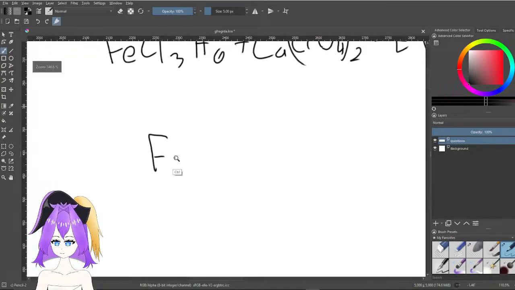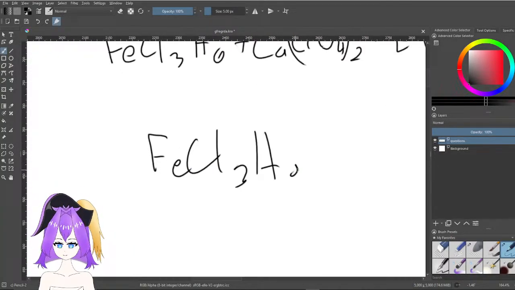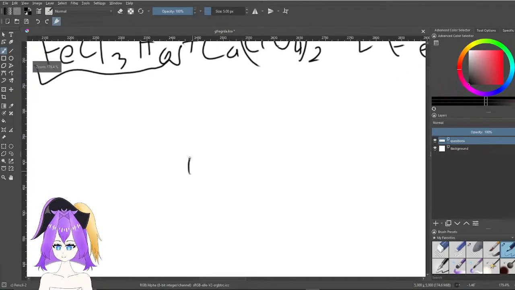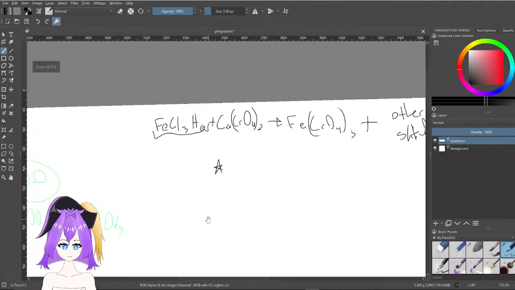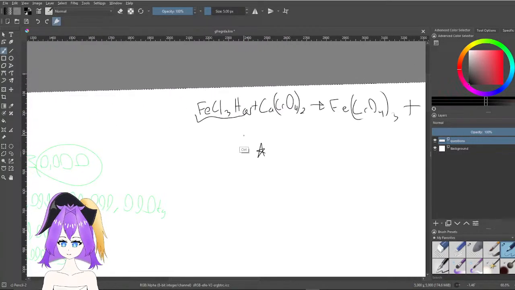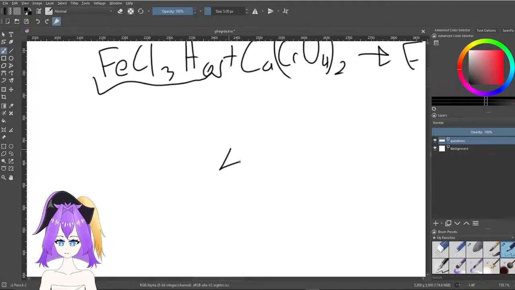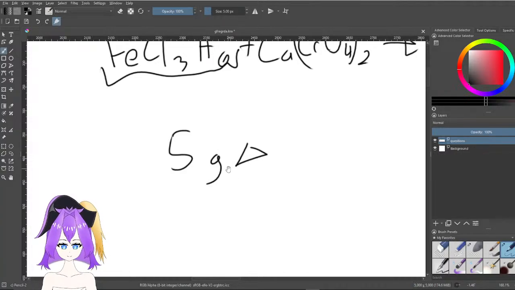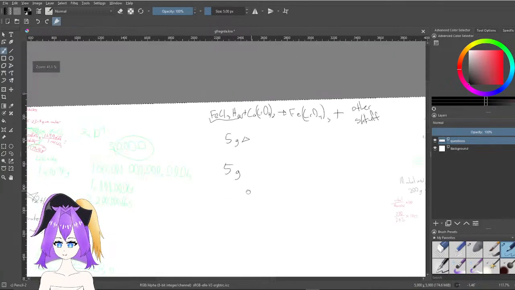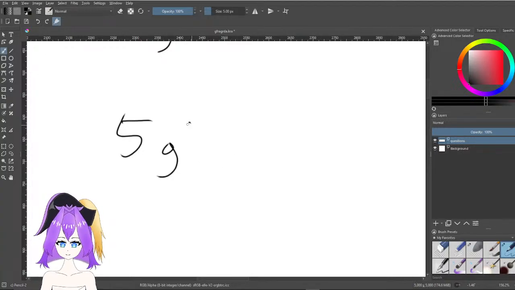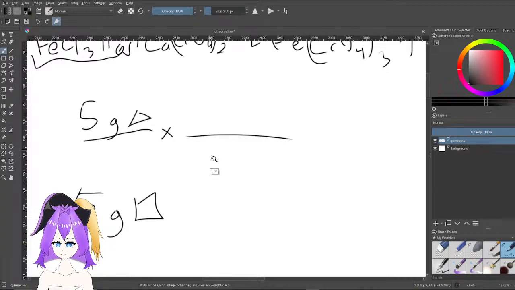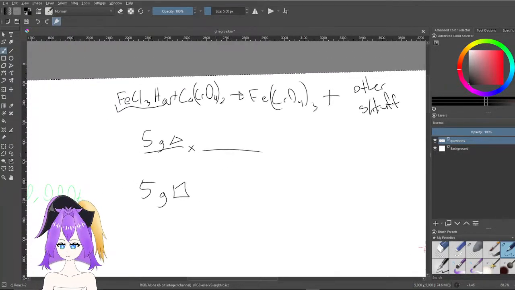So we go FeCl3H6. I'm just gonna abbreviate all of this as a star, because I do not want to write this a billion times. Okay, maybe not a star. I'll do a triangle. So if we have 5 grams of this, and then 5 grams of calcium chromate. I'll just make the chromate a square. Okay, so 5 grams of the chromate. No. Okay, 5 grams of the iron stuff.